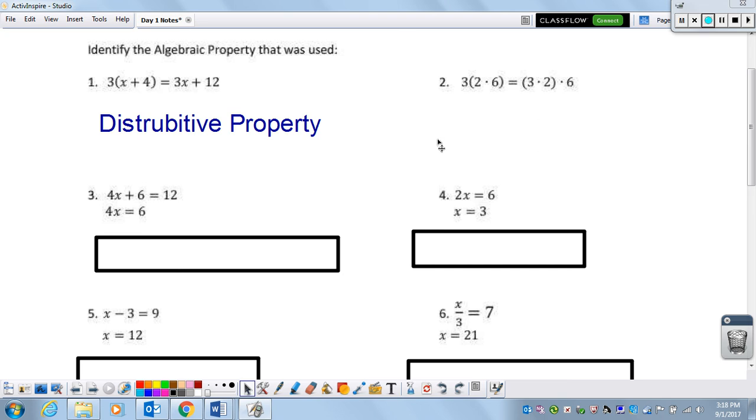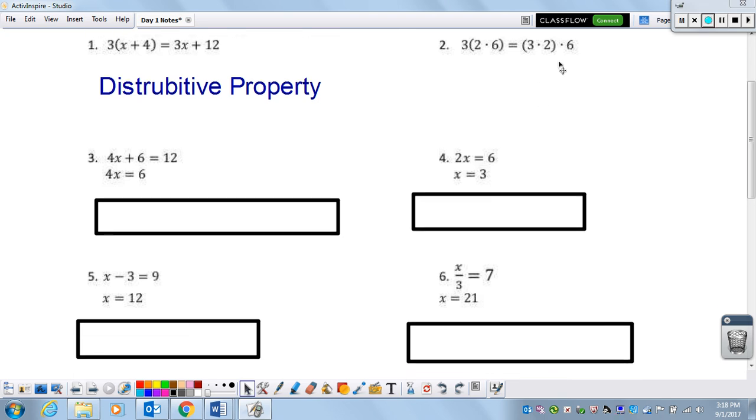We'll talk about number 2 in class because that's not one of the properties there, but it's a property you should remember from algebra. So if you have a guess here, if 3 times the quantity of 2 times 6 equals 3 times the quantity of 3 times 2 times 6, see if you can get what property that is. It's not one of the ones listed on the previous page.